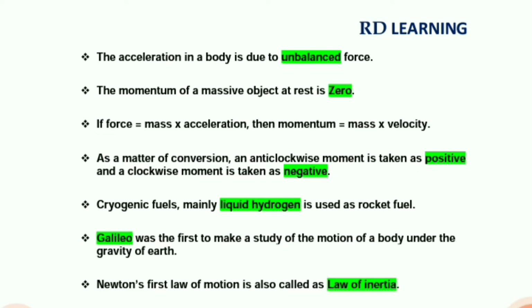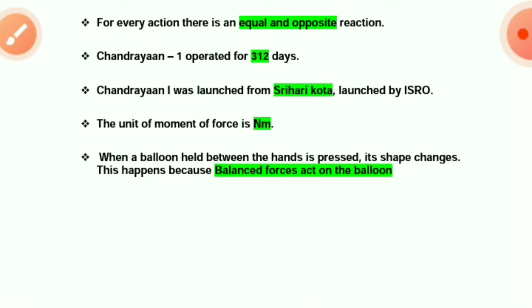Cryogenic fuel, mainly liquid nitrogen, is used as a rocket fuel. Galileo was the first to make a study of the motion of a body under the gravity of Earth. Newton's first law of motion is also called the law of inertia. For every action there is an equal and opposite reaction. Chandrayaan-1 operated for 312 days.